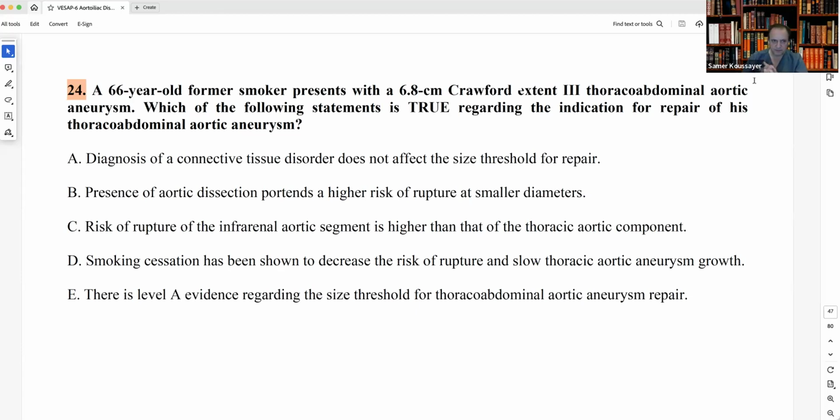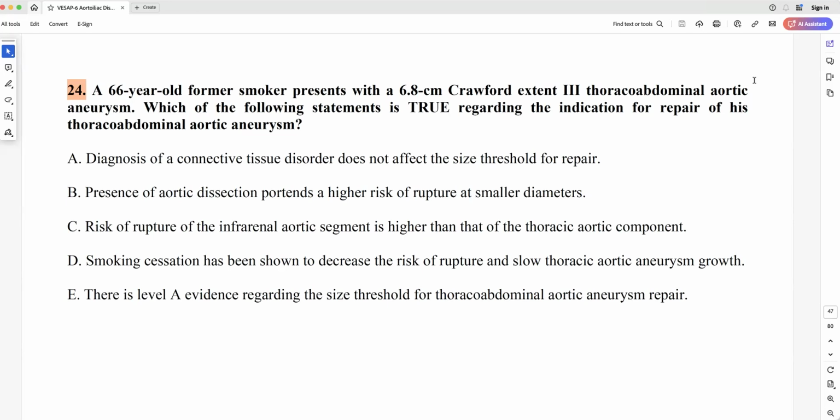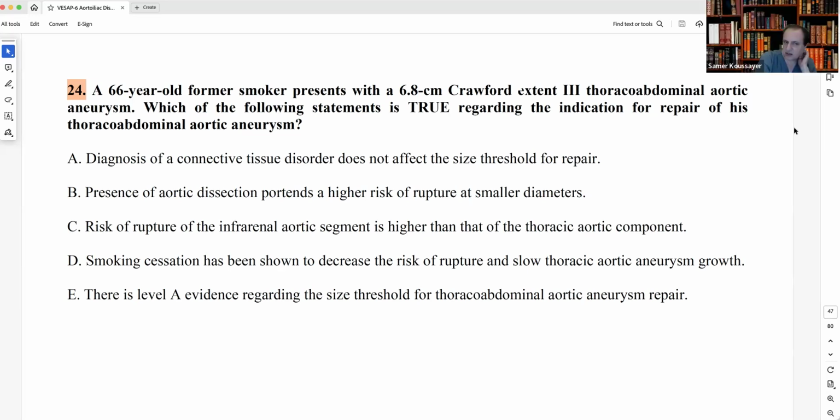E, there is a level A evidence regarding size threshold for thoracoabdominal aortic aneurysm. Well, I believe we don't. So it's in the range of 6 to 6.5. Yeah, it's a consensus, right?